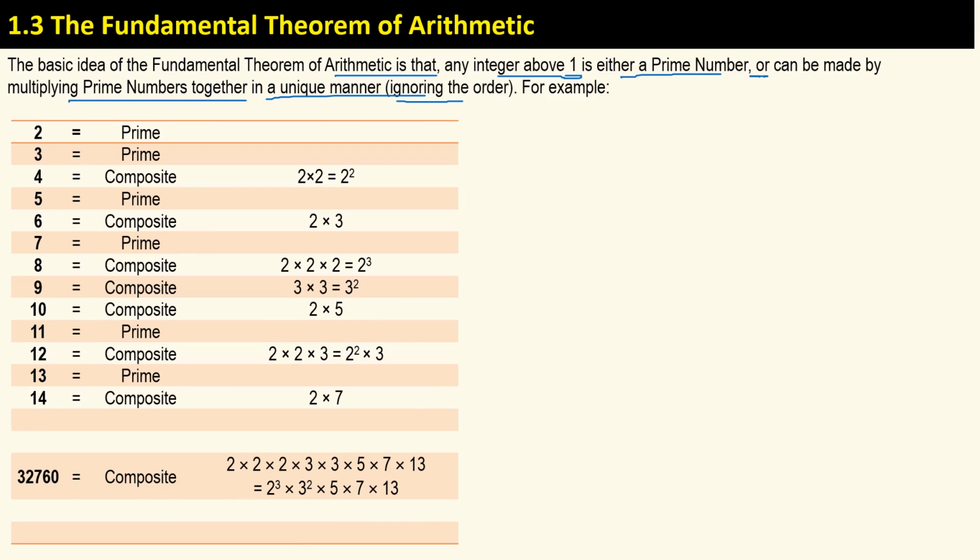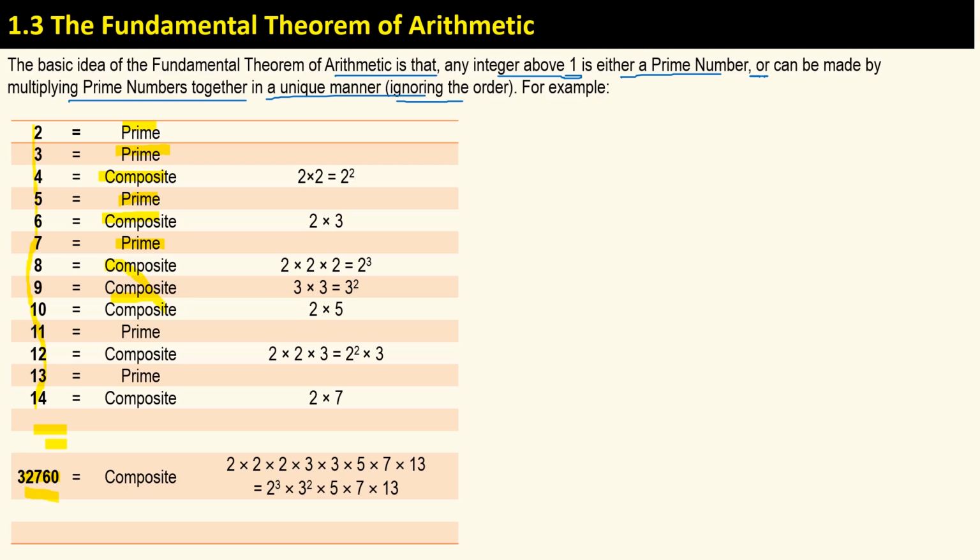Let's take some examples. Let's say we have numbers 2, 3, 4, 5, 6 up to 14, and then there could be many more, and let's say there is a number in between, 32,760, and so on. Number 2 is a prime number, number 3 is a prime number, number 4 is a composite number, number 5 is again prime, 6 is composite, 7 is prime, 8, 9, 10 are composites, like that.